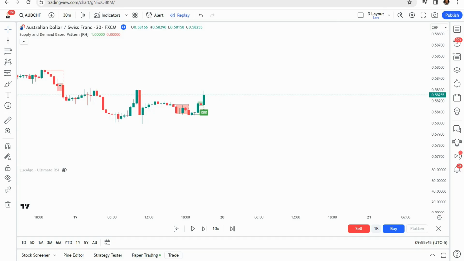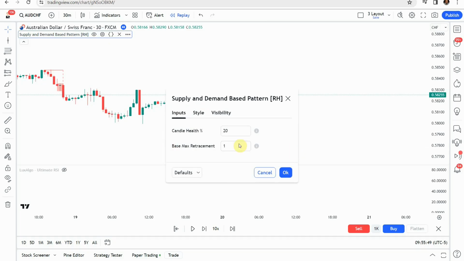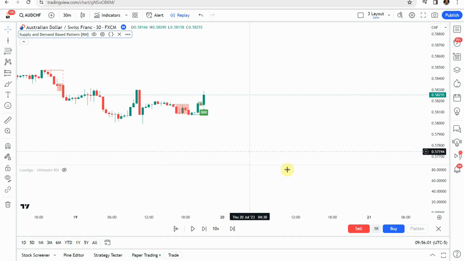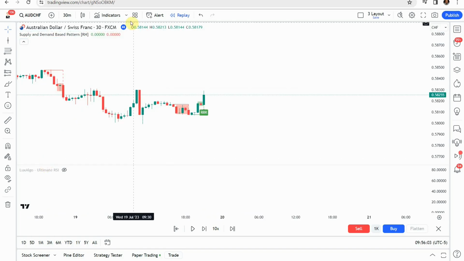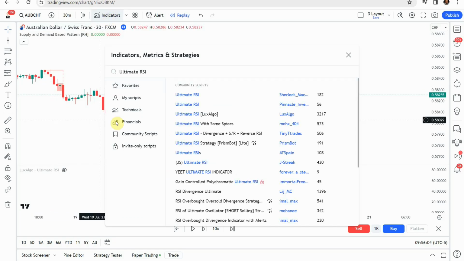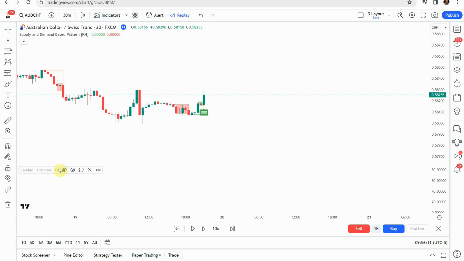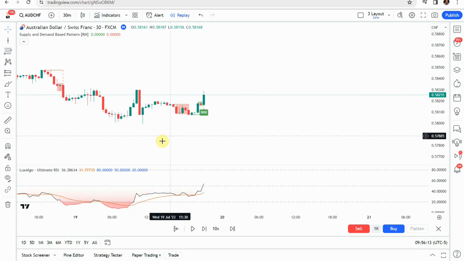So we'll go in and make a couple modifications to the settings. On the candle health percent, you'll change that to 1. On the base max, you'll change that to 1. You'll change the candle health to 20 and the base max to 1, like that right there. Then the next indicator you will add to screen is going to be the ultimate RSI, and it's going to be this one right here by Lux Algo, and that one you will leave on its default.